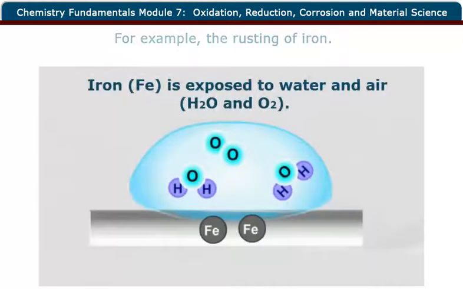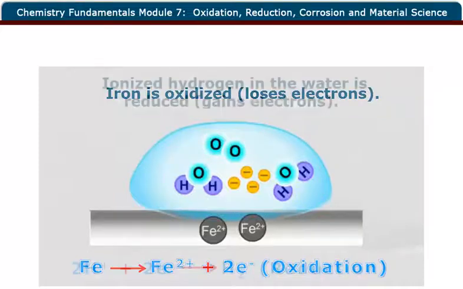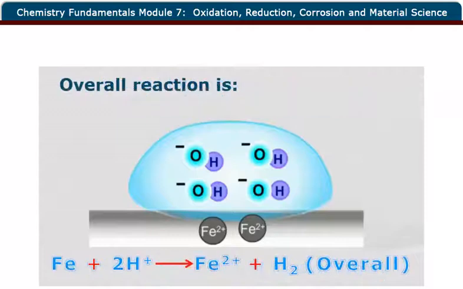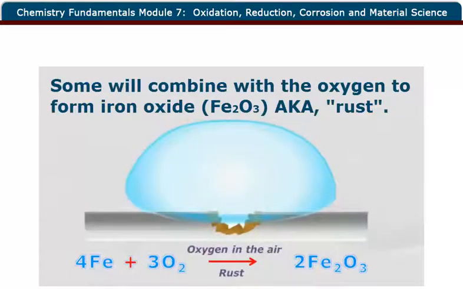Iron is exposed to water and air. Here at SRS, many of our systems, structures and components are exposed to the elements, making them highly susceptible to rusting. The iron is oxidized, it loses electrons to the hydrogen in the water and air. Ionized hydrogen in the water is reduced, that is, gains electrons. Here is the overall reaction. Now, some iron ions will dissolve and cause the surface to thin out. And some will combine with the oxygen to form iron oxide, also known as rust.